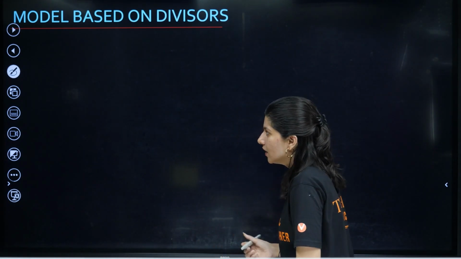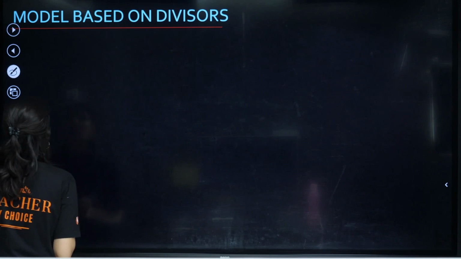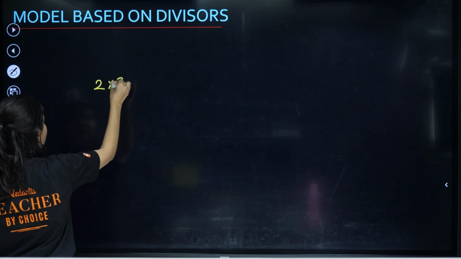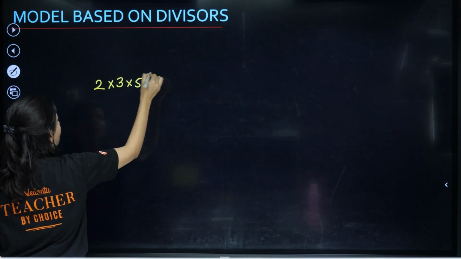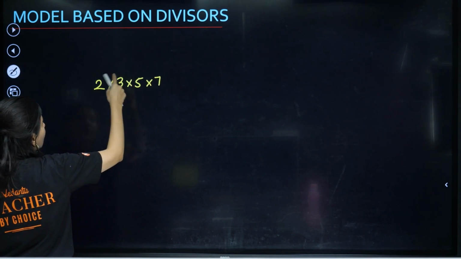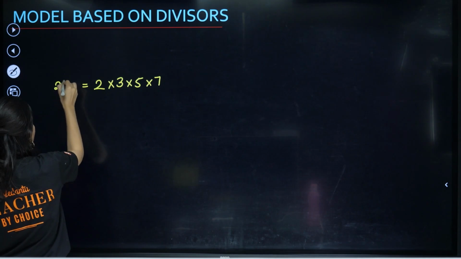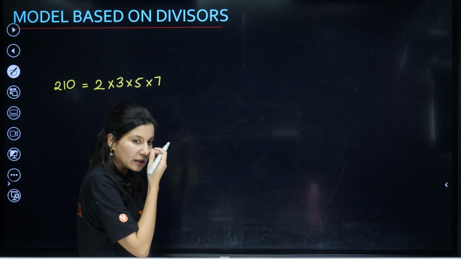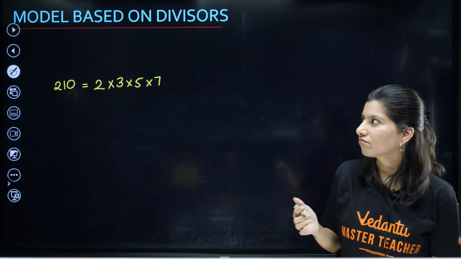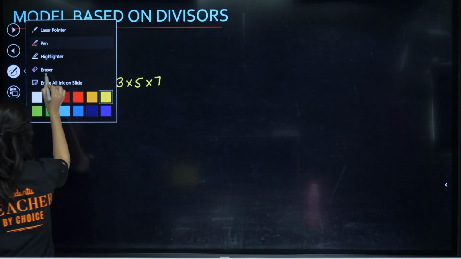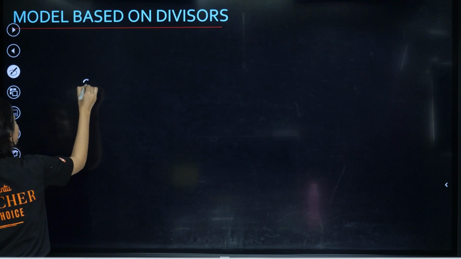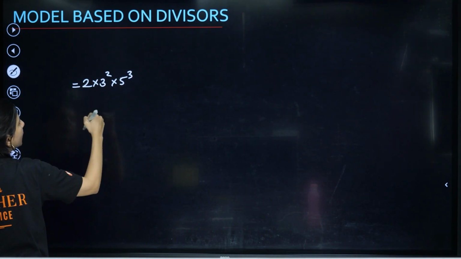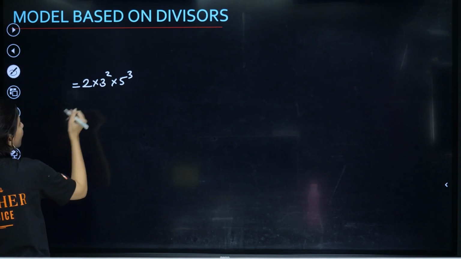In these 4 cases there is one application, and that is a model based on divisors. Suppose I am taking a number which is, let's say, 2 into 3 into 5 into 7. 7 5s are 35, then 70, so 210, correct? Suppose I am taking this. Bad example. Let's take 2 into 3 square into 5 cube.